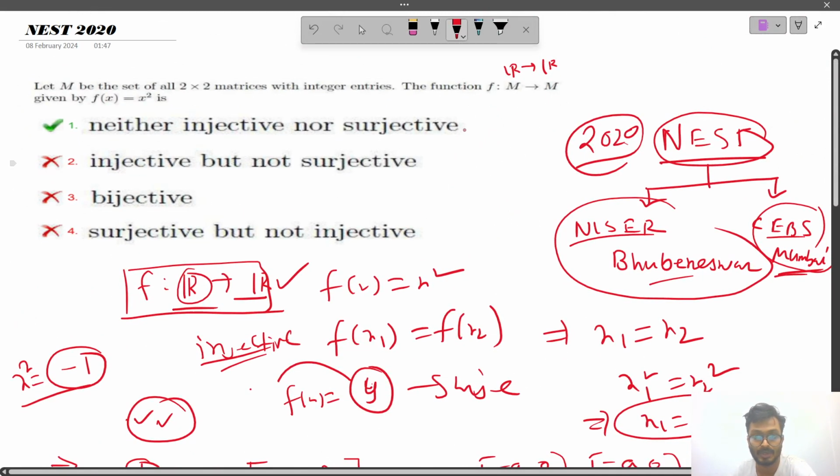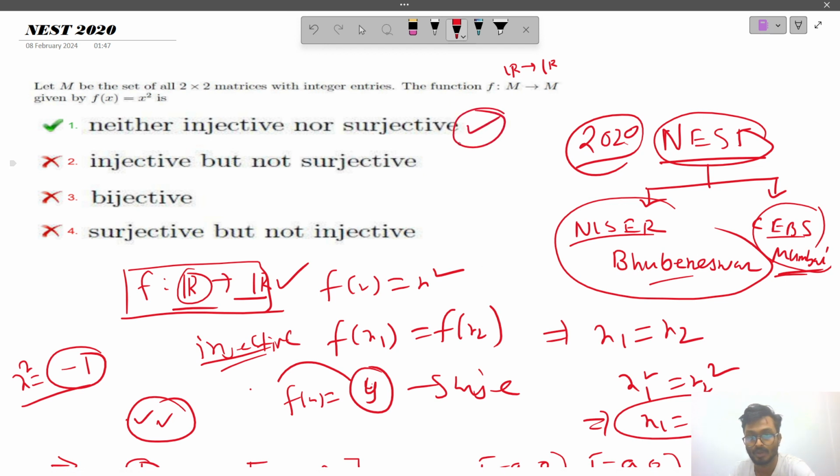So which option will be correct? This option will be correct. In that question we see that if it was R, then it is not surjective and not injective, and if it is M, then it is also not surjective and not injective. So this was the question, and this is a very conceptual question.